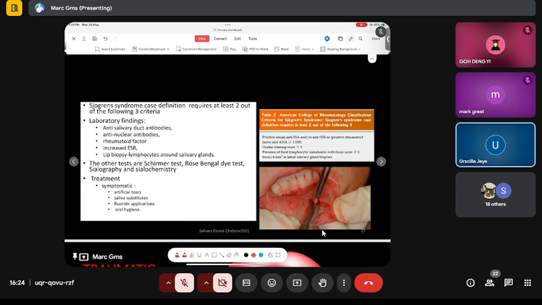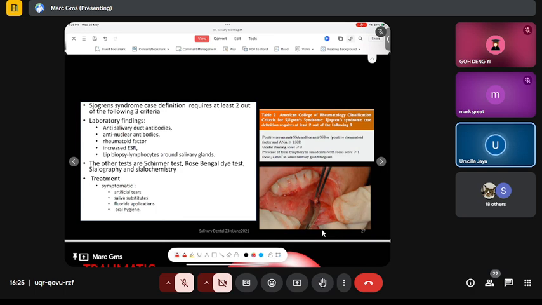Okay. To diagnose Sjogren syndrome, you must have at least two out of the three following criteria, which are your laboratory findings: anti-salivary duct antibodies, anti-nuclear antibodies, which is your ANA, your rheumatoid factor, increased ESR, and also lip biopsies, lymphocytes around your salivary gland.